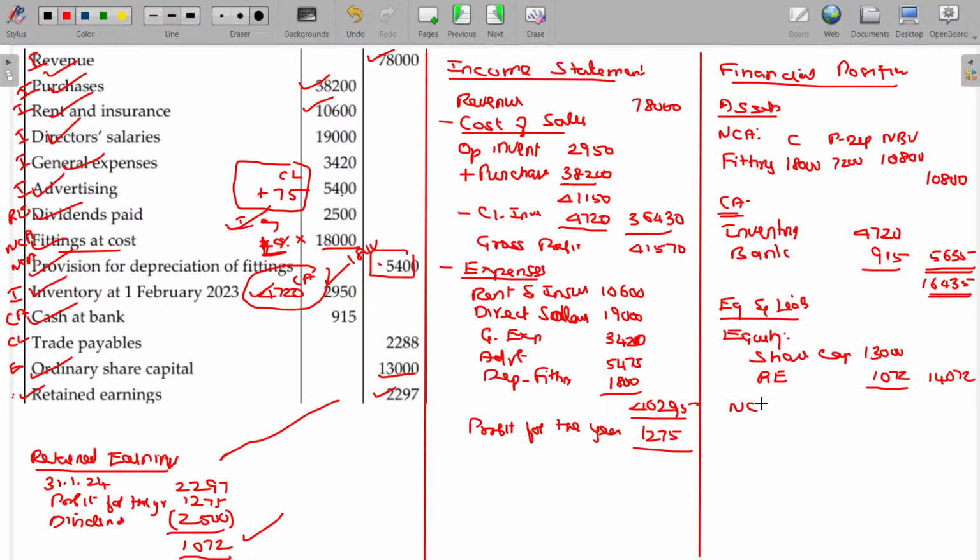In non-current liabilities, we don't have any item. Under current liabilities, we have been given trade payables 2288 and one more item to be posted here being 75. Outstanding advertisement expenses are advertising 75. So this value being 2363. Then equity liabilities total being 16,435. Is that okay?